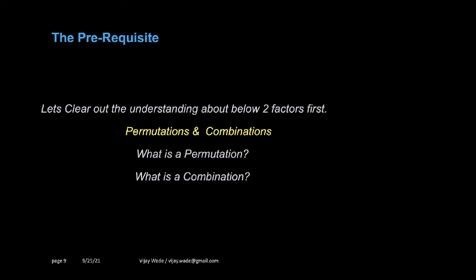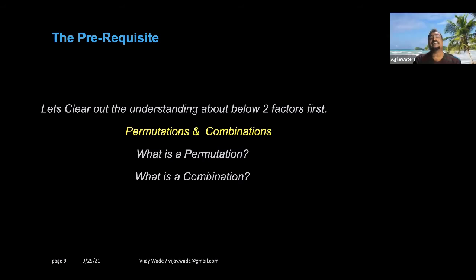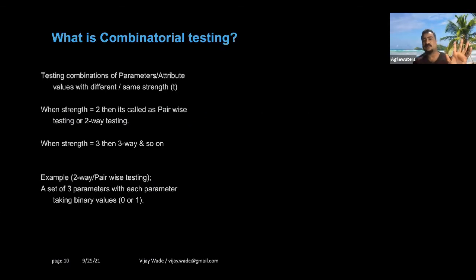Okay. Here in permutation, the order matters, and in combination, it doesn't matter. Exactly. So I wanted to clear that out. Order does not matter here. It is just the combination of the parameters that is important here. So that's a prerequisite that needs to be understood.